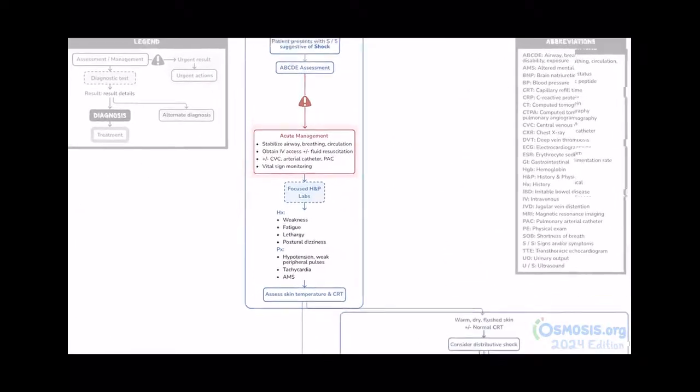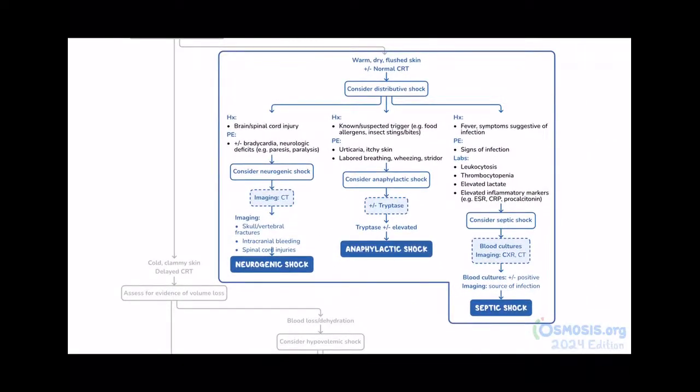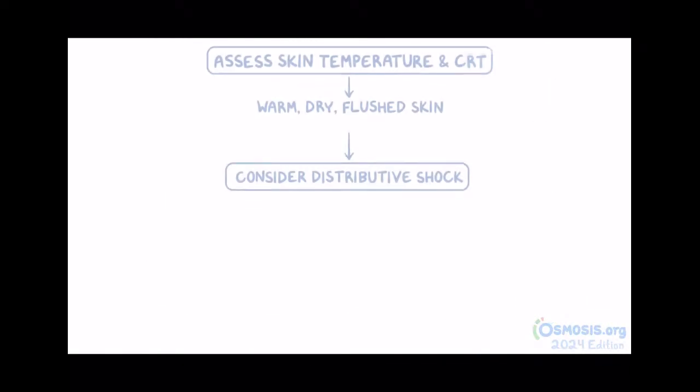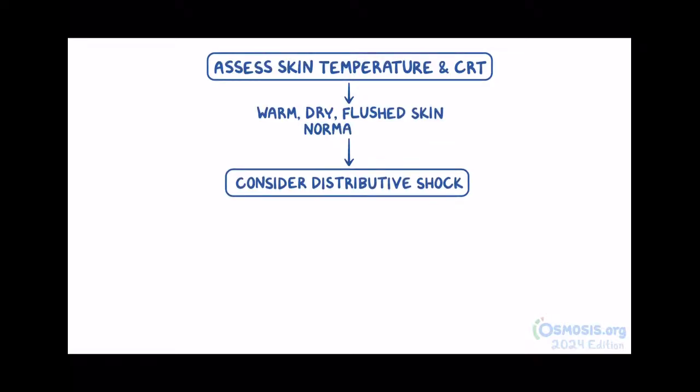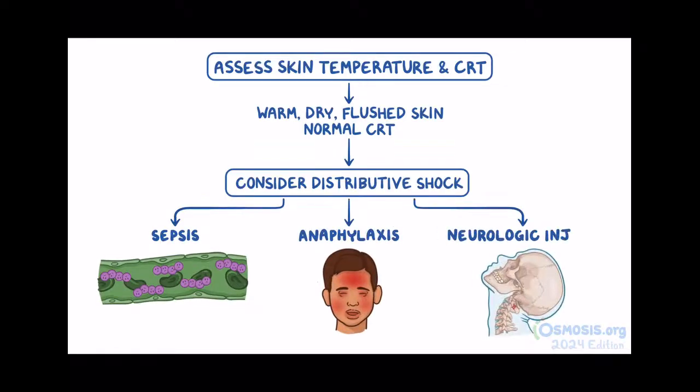So, if you notice warm, dry, flushed skin, you should immediately consider distributive shock. In addition, these patients may have a normal CRT. The different causes of distributive shock include sepsis, anaphylaxis, or neurologic injury.